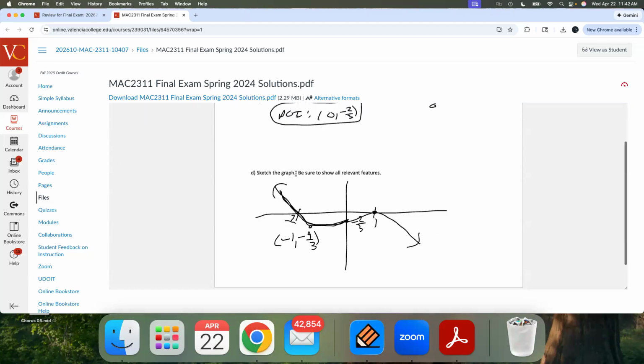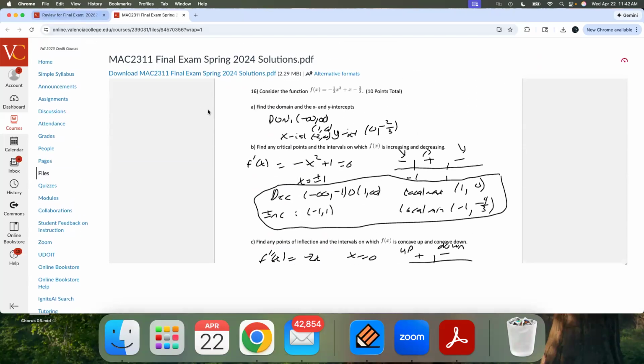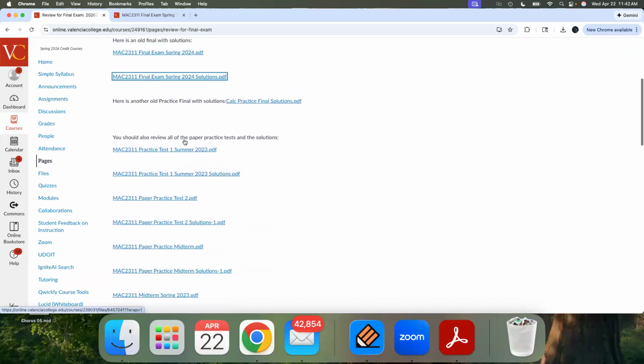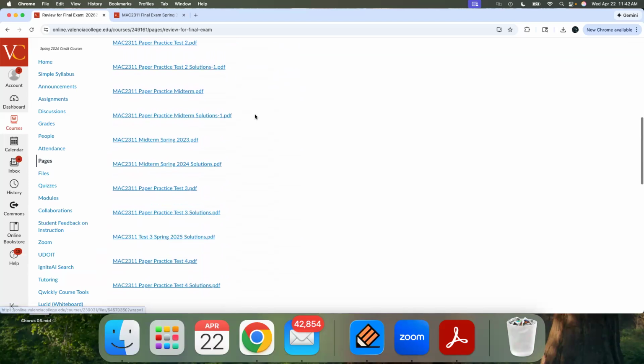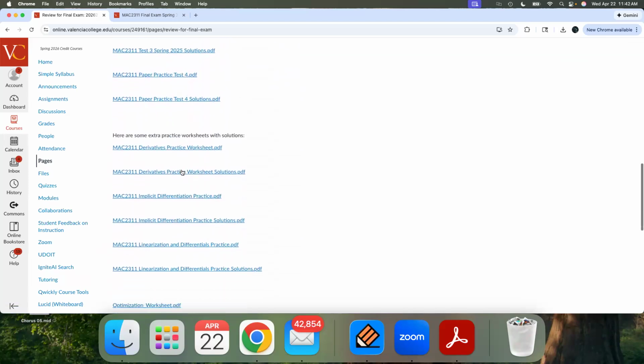Oh, look, it's curve sketching. That's one of my favorite topics. All right, what else do we have in here? Oh, look, a whole bunch of old practice tests. Here's another old practice final that has solutions. All of these are good.